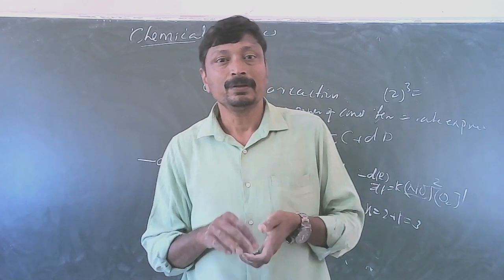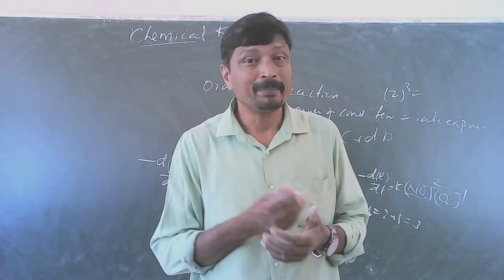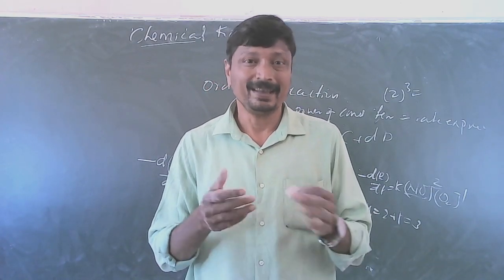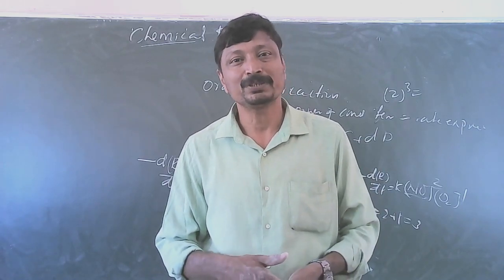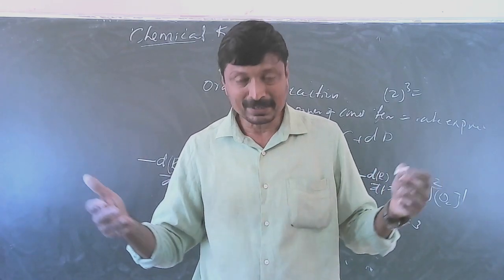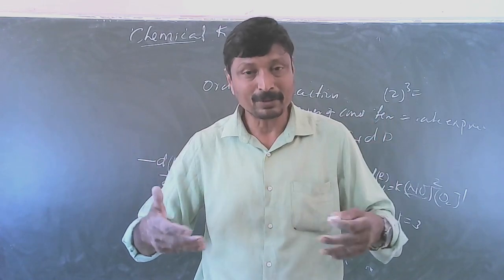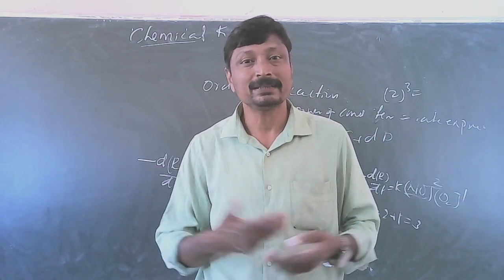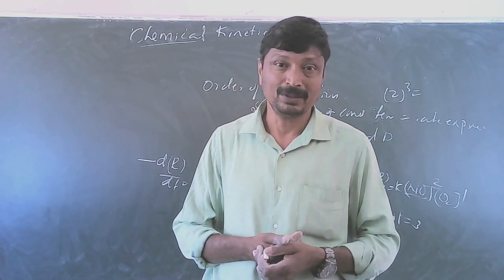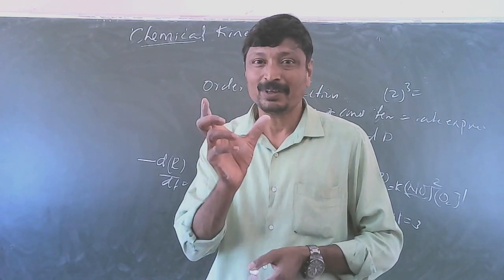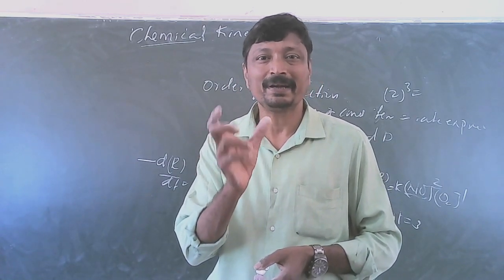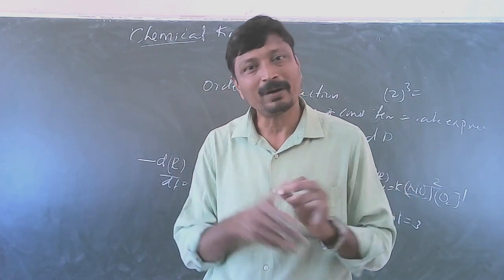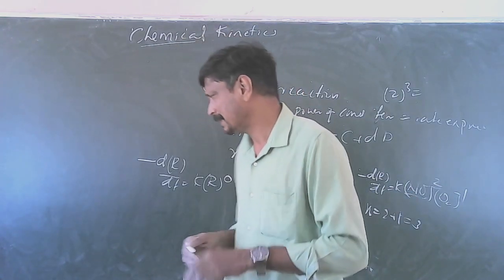So here in some cases it may be different also. What does that mean? The reactions which take place in more than one step, you have to write each step, maybe 3 or 4 steps. Such reactions are called complex reactions. You have to take the slowest step, that is the rate determining step. For that you have to write the order. Okay, I think it's clear for you.